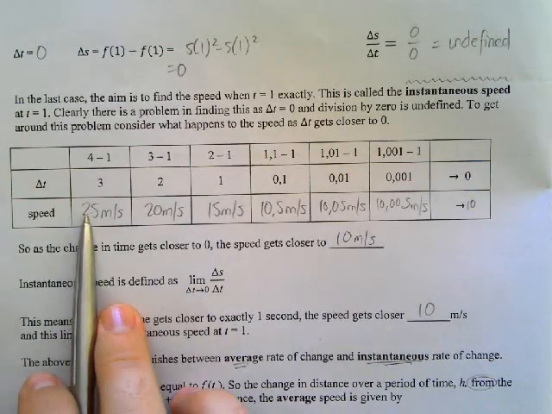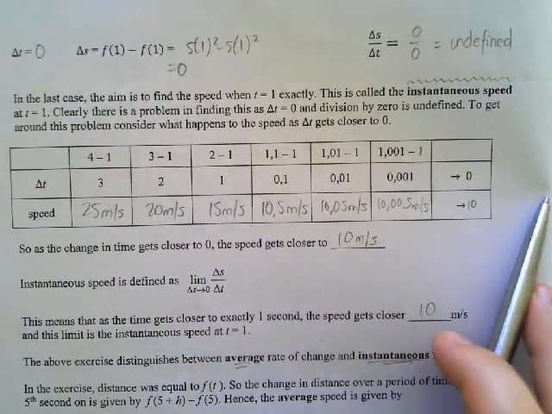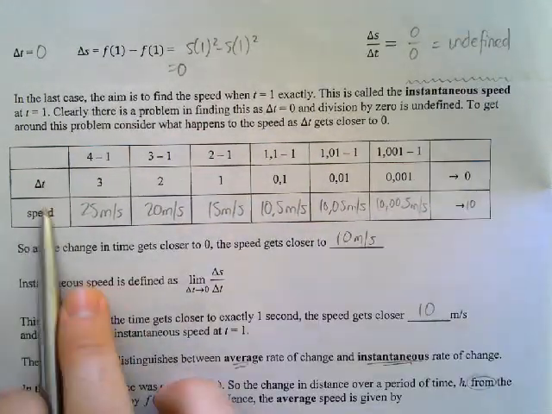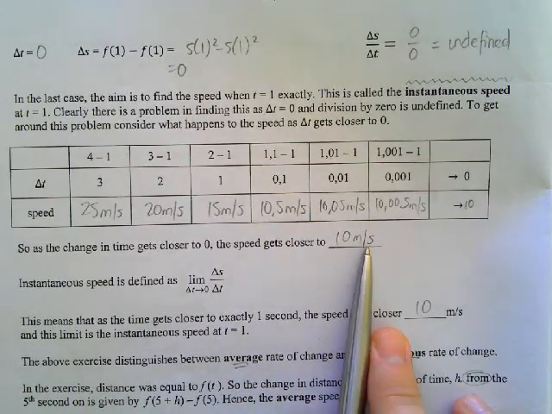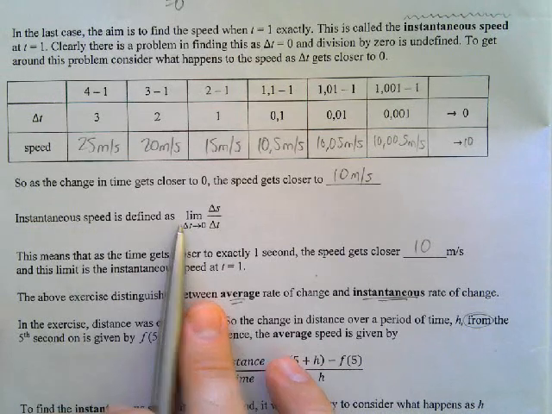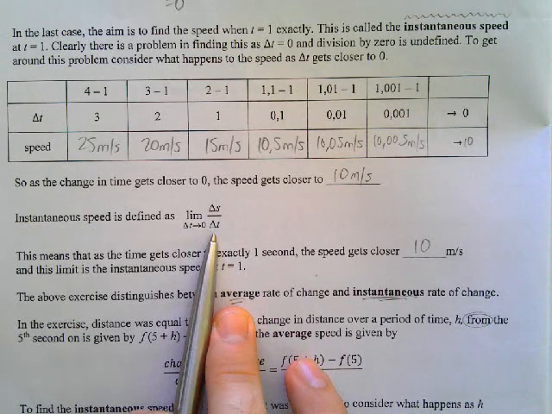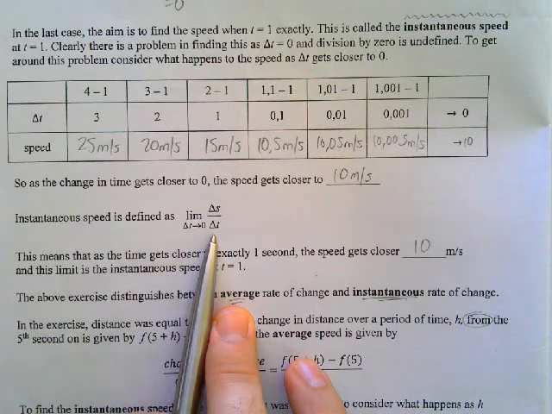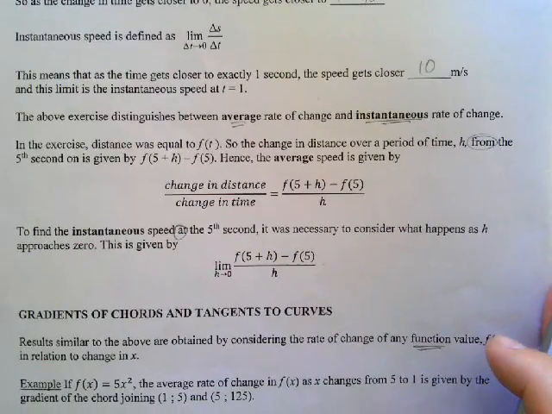Okay, you would have seen there that as our change in time was getting closer and closer to 0, so was my speed getting closer and closer to 10 meters per second. Okay, instantaneous speed, it tells you, is defined by the limit as the change in time heads towards 0. We've discovered that in our activity we just looked at. Okay, then we got to this formula, right?